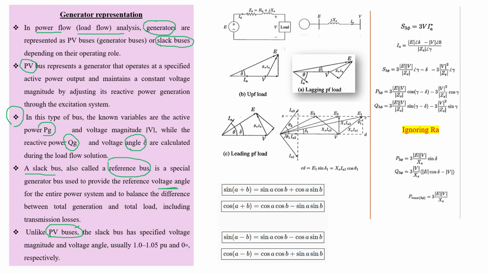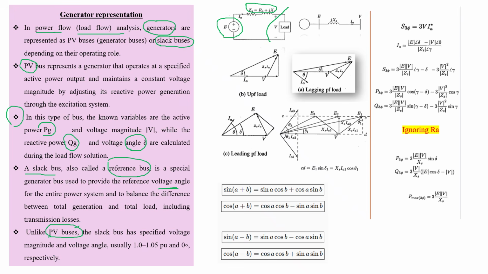Proceeding to the generator representation, for simplicity, a generator is represented by using an internal voltage source with a series impedance. The generator will have an internal impedance, which is RA plus jXA, so that it can be connected to an infinite bus or a load. The terminal connection voltage is specified at the terminal. So the load can be connected to the generator at a different power factor.